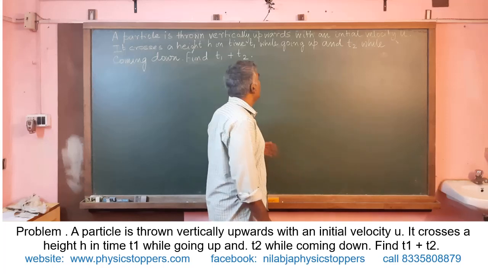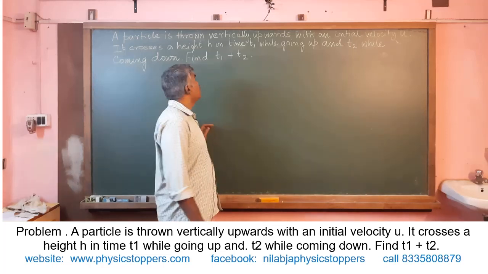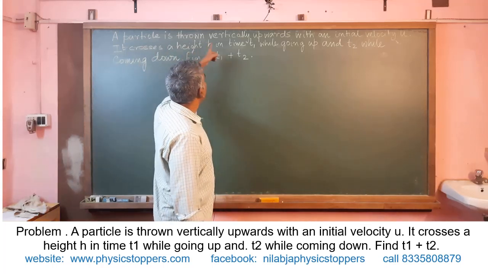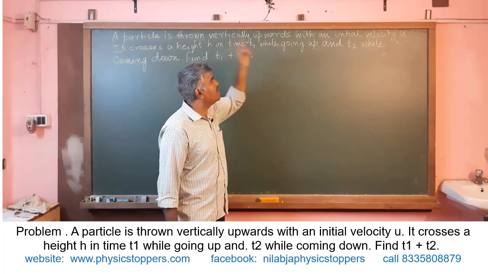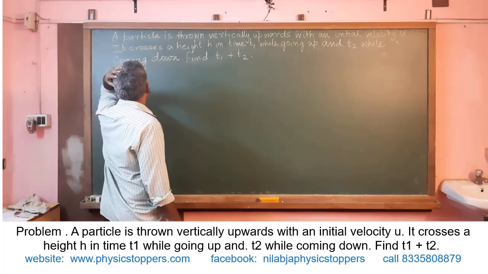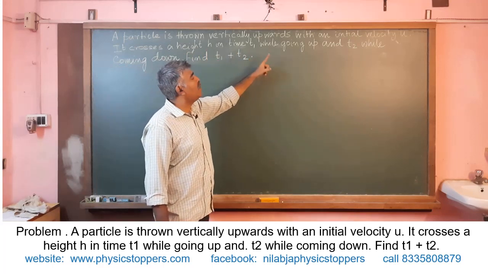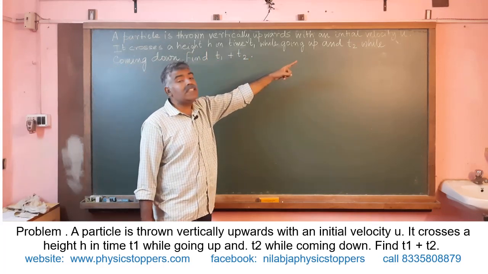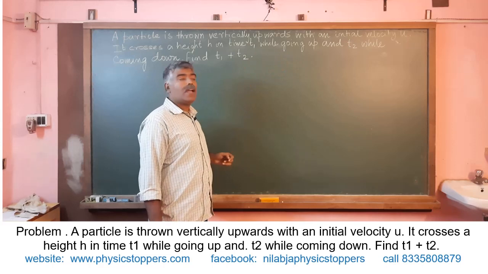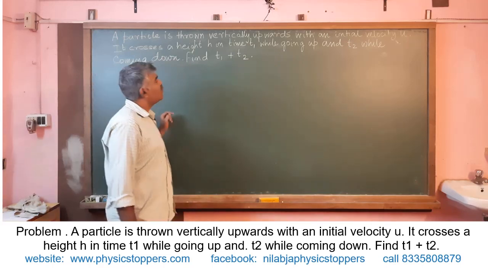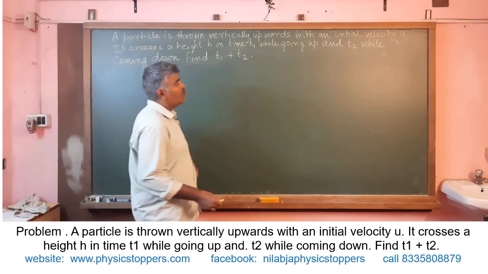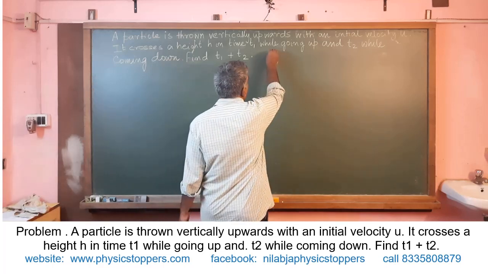Very easy. Let's handle the problem first. A particle is thrown vertically upwards with an initial velocity u. It crosses a height h in time t1 while going up and t2 while coming down. Find t1 plus t2. So let's draw it.